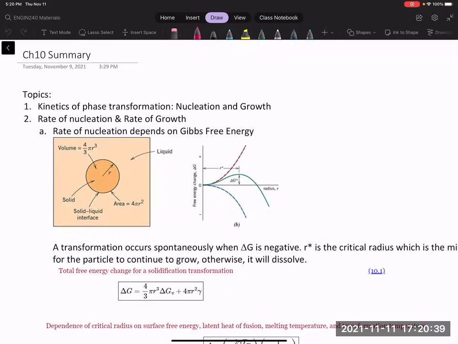So here are the topics. The first topic that we're going to cover is the kinetics of the phase transformation. There are two stages of the phase transformation, which are nucleation and growth.